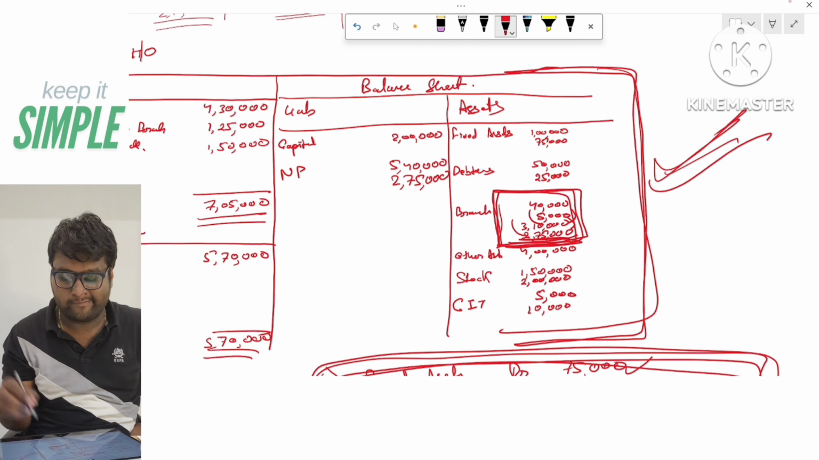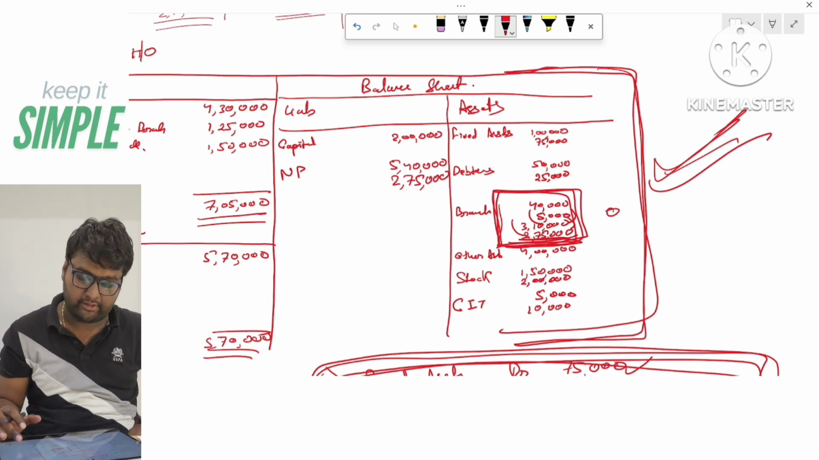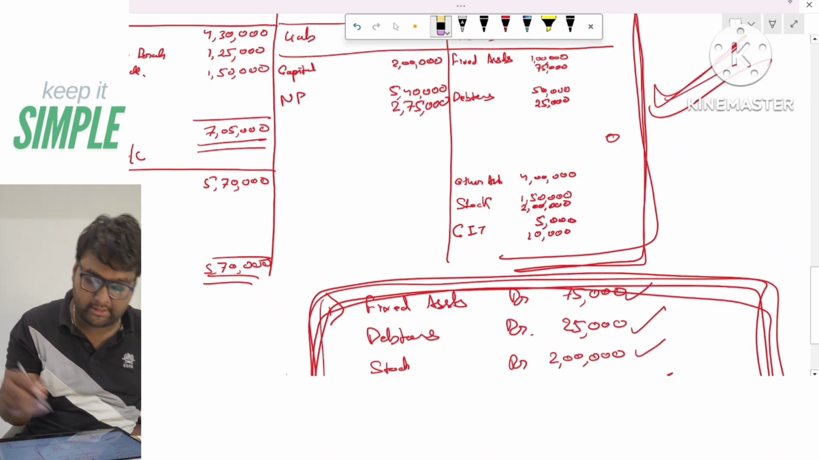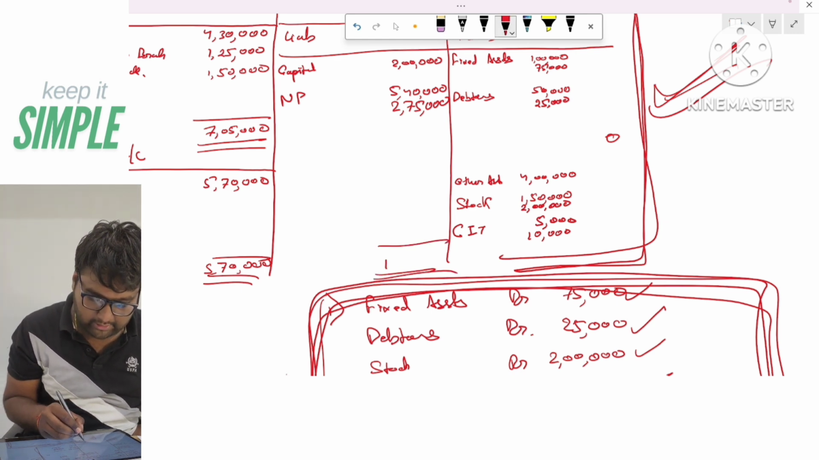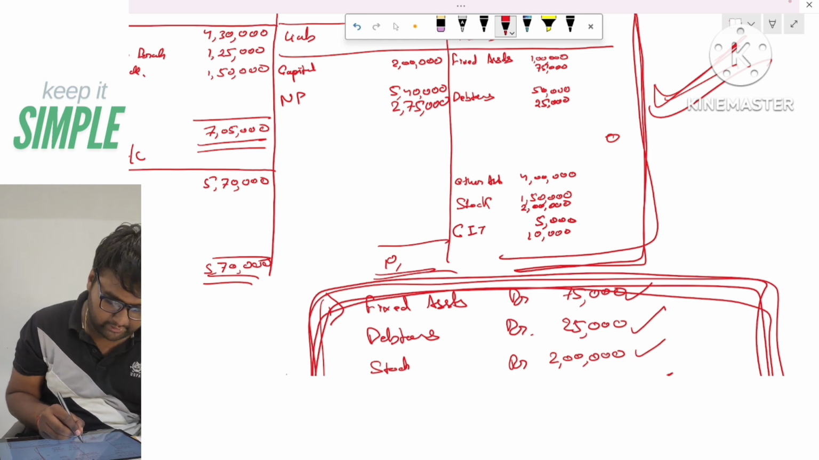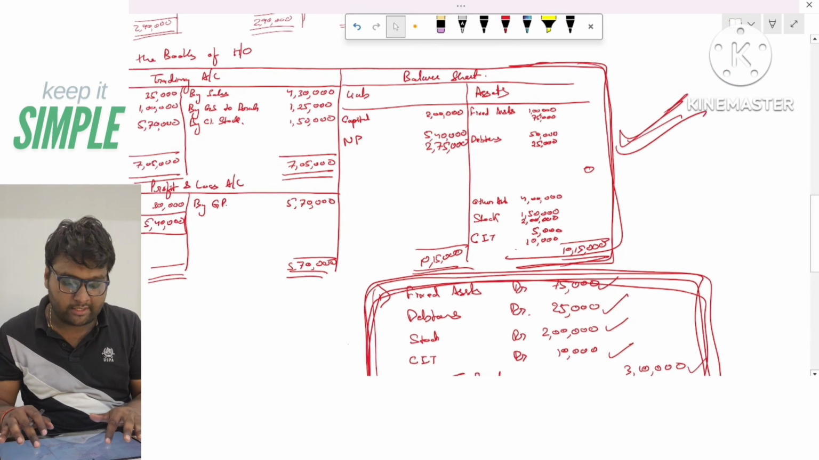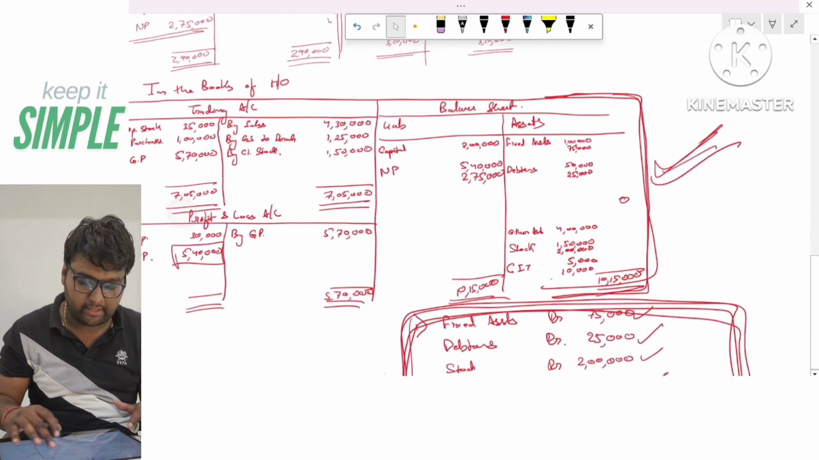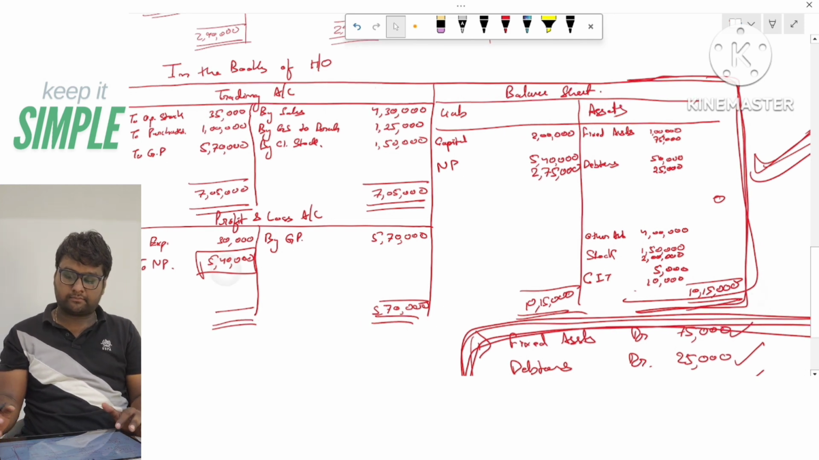Every time, see, it has become 0. So every time the branch figure will become 0. So I'll just remove it from the balance sheet. Now you can see that the balance sheet will tally with the total of 10,15,000. This will also be 10,15,000. Understood? Got it? So this is how we prepare the consolidated balance sheet of head office and branch.